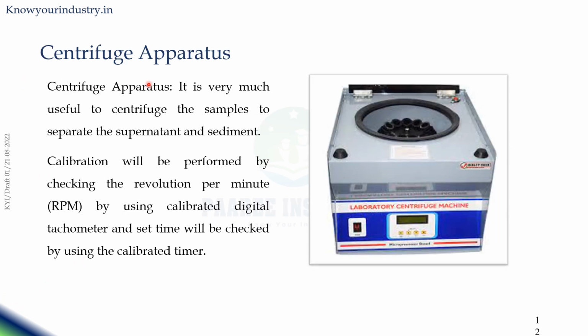The centrifuge machine is another common instrument available in the analytical laboratory. It is very useful to centrifuge samples to separate the supernatant and the sediment, so it is part of sample processing in the wet lab. The calibration of the centrifuge will be performed by checking the RPM, revolutions per minute, using a calibrated digital tachometer, and the set time will be checked using a calibrated timer. So here two parameters, the rotation speed and the time of centrifugation, will be calibrated for the particular instrument.